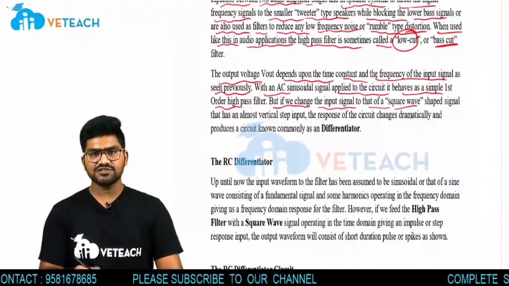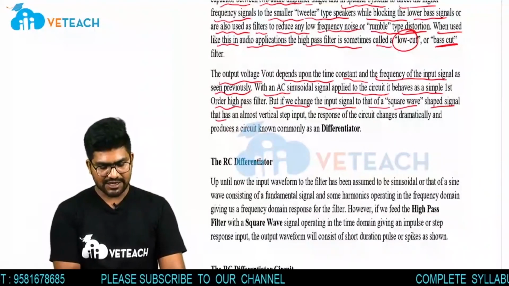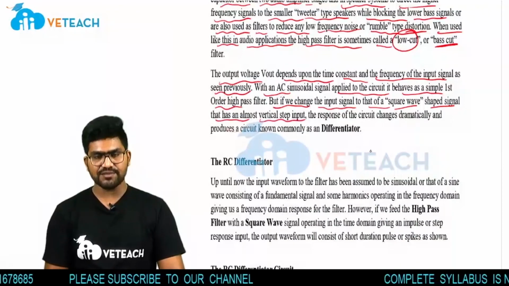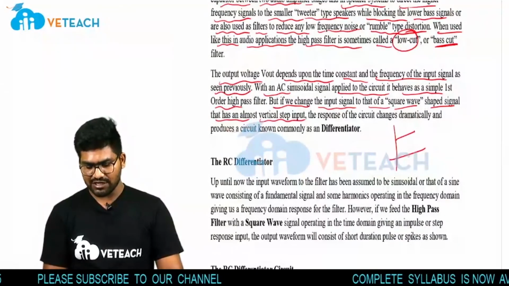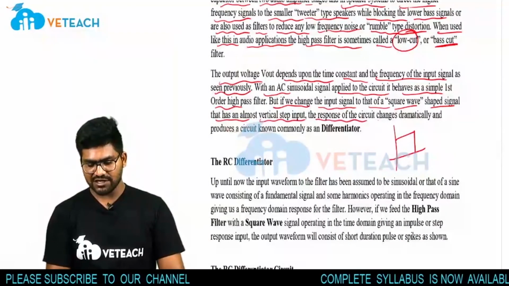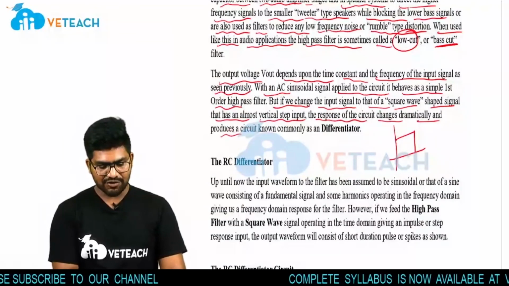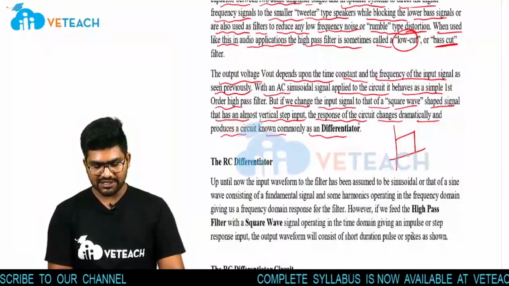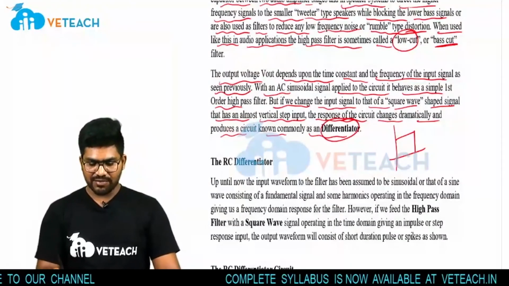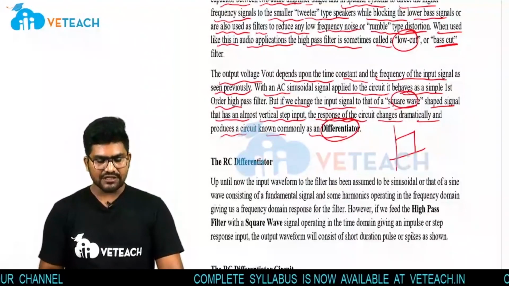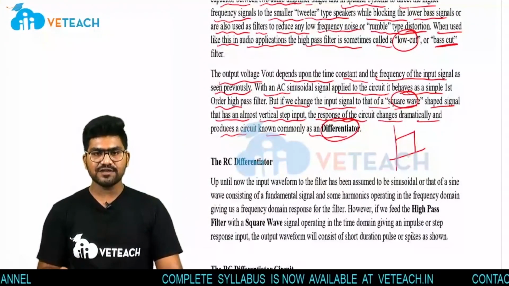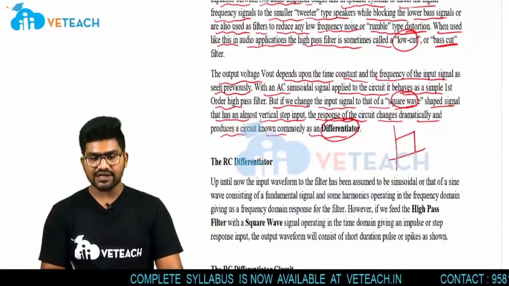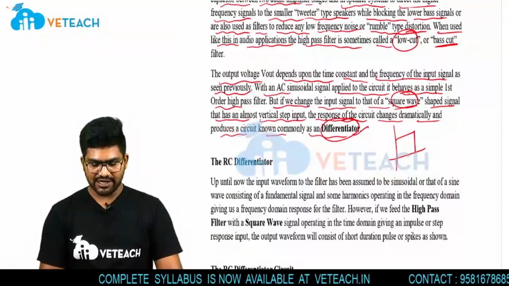Now if I change the input to a square wave shaped signal that has an almost vertical step input, the response of the circuit changes dynamically and produces a circuit known commonly as a differentiator. So when I apply a square shape, this circuit or this arrangement is known as a differentiator.